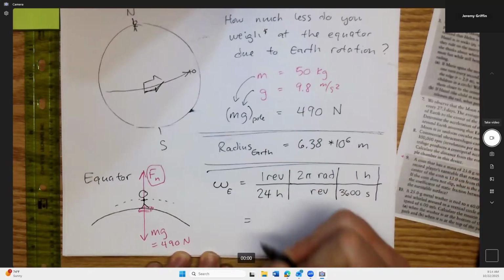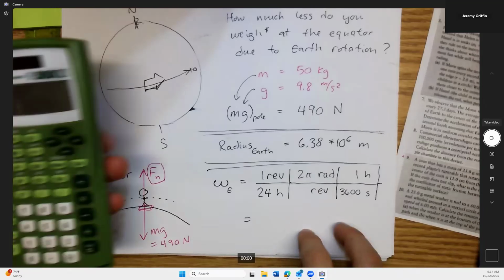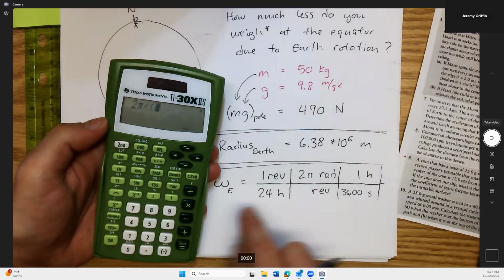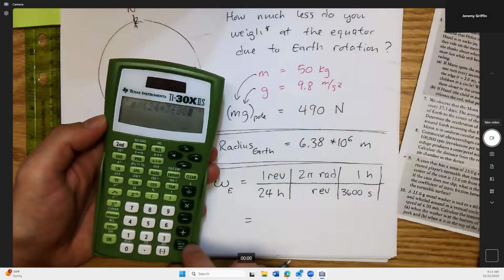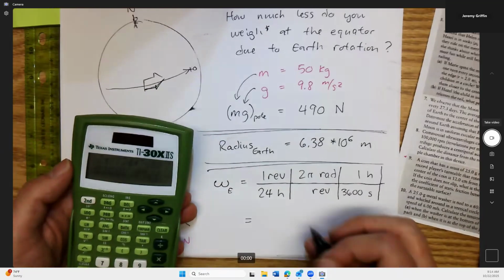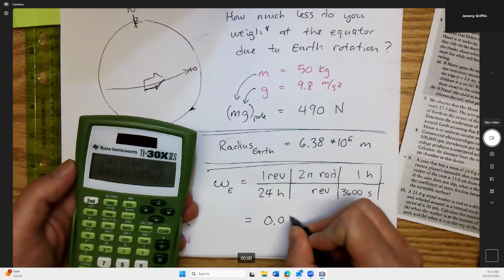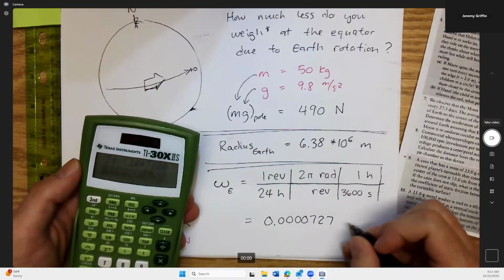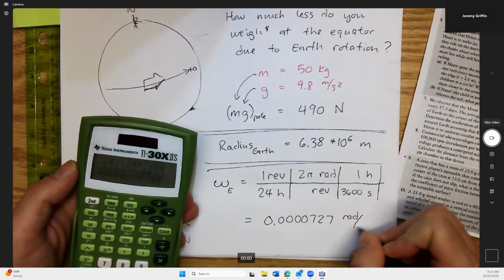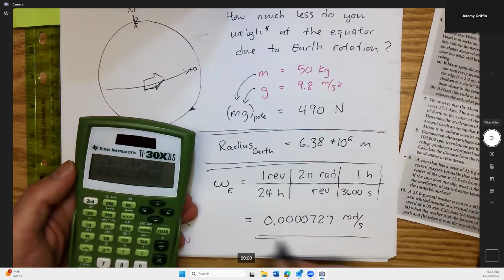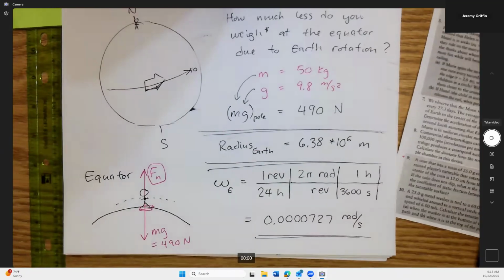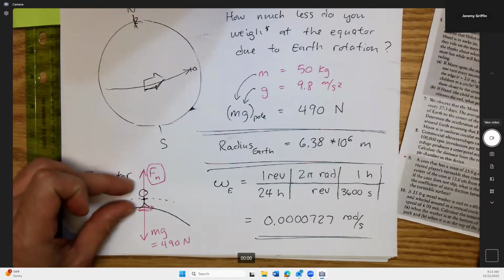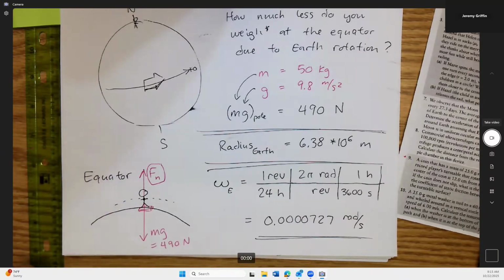Yeah, so let's get the angular velocity here in radians per second. So 2 pi over, and then in parentheses, I got a 24 and a 3,600. Okay, guys, I'm going to get a tiny, tiny number here. This is 0.0000727. I'll just cut it off there at radians per second. Okay, all right, so that might be a good number to know. Because if the Earth was spinning faster, I think this guy's scale rating would decrease. You guys can kind of imagine that.